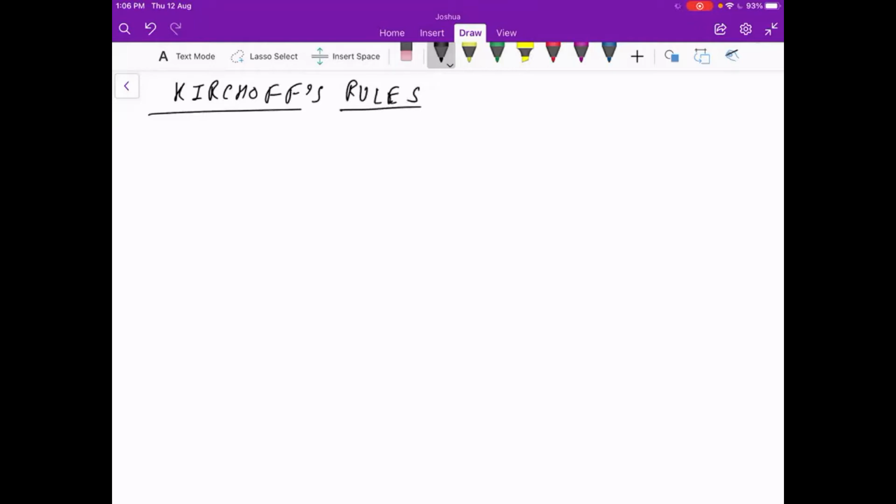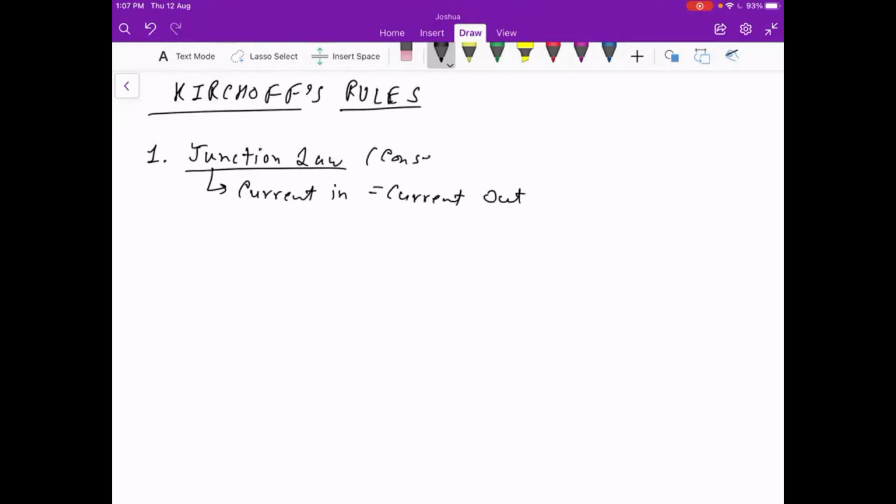So Kirchhoff's rules, first rule, junction law. Junction law states that current in equals current out. This is a consequence of conservation of charge.